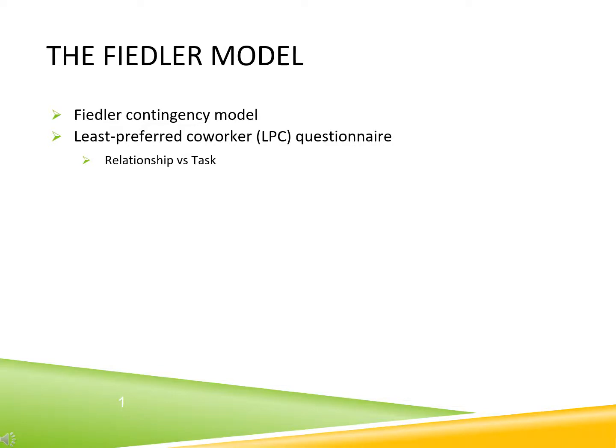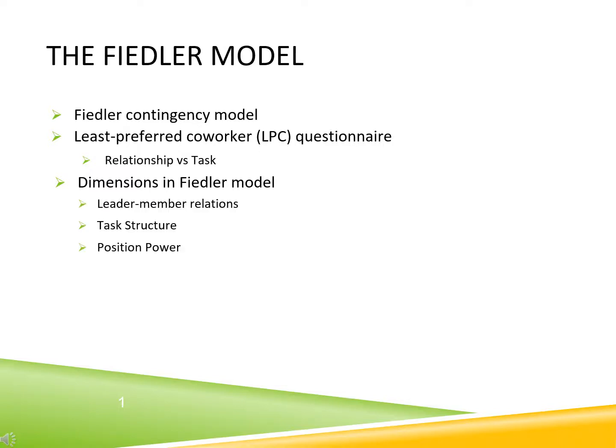Relationship-oriented people are primarily interested in good personal relations with coworkers, while task-oriented people are primarily interested in productivity and getting the job done. After an individual's leadership style has been assessed with the LPC, it is time to evaluate the situation in order to match the leader with the situation. The three contingency dimensions that define situational factors and leader effectiveness are leader-member relations, task structure, and position power.